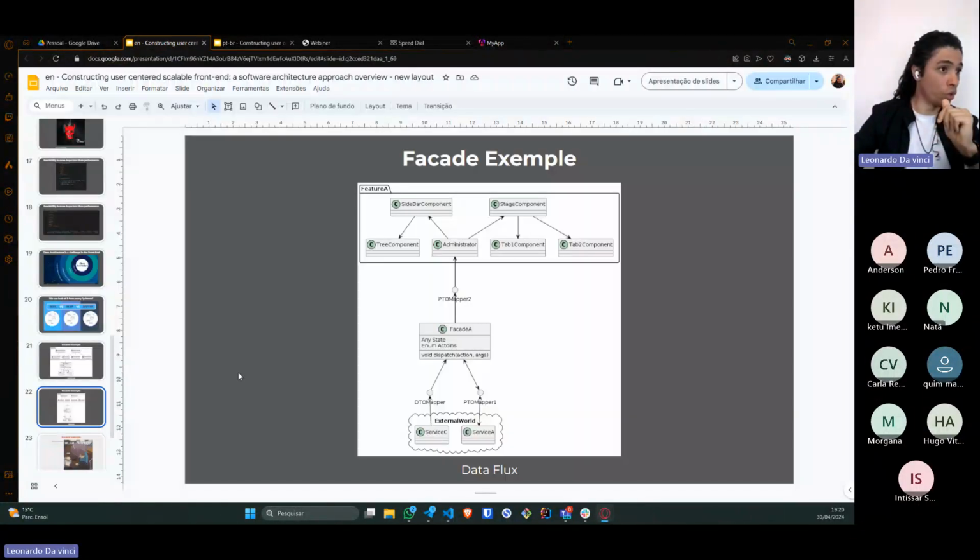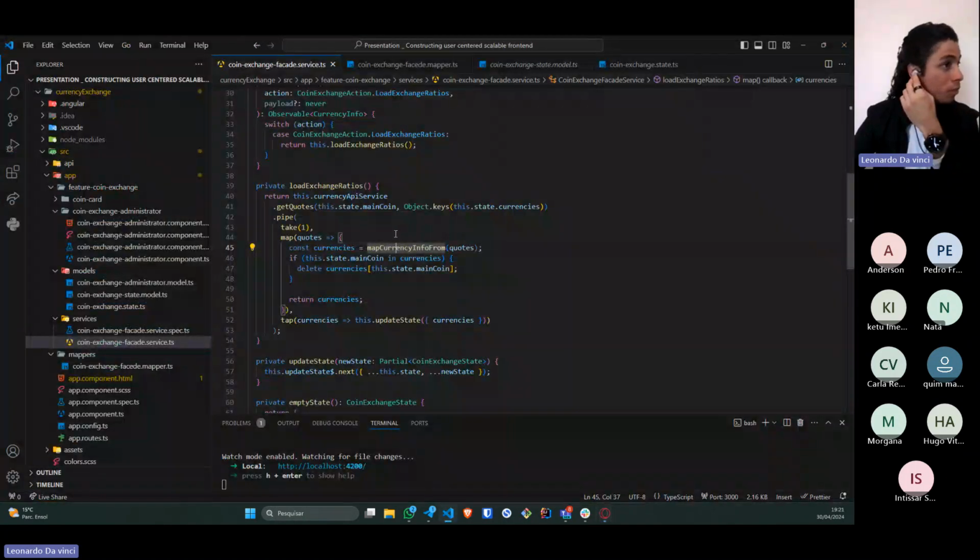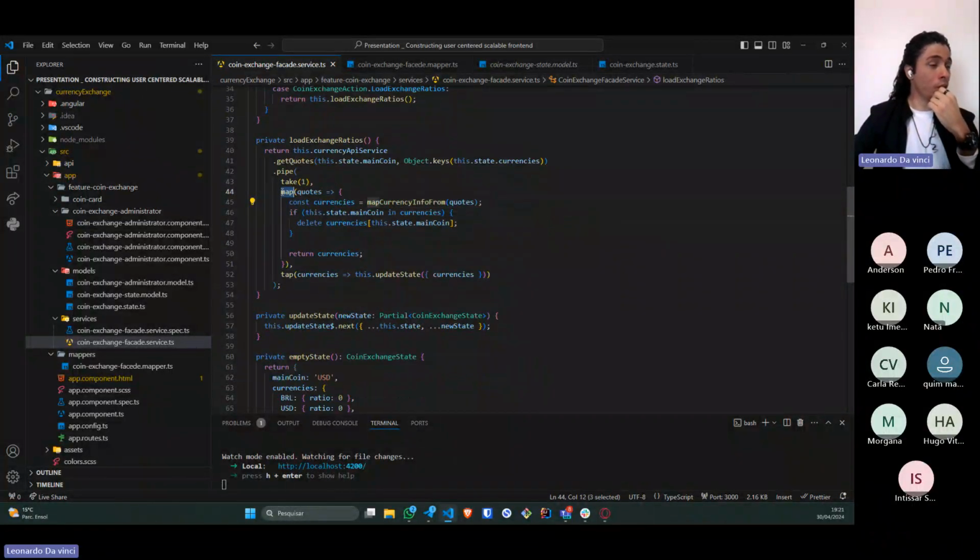This corresponds to this little mapper in here, right? It's going from the facade to the administrator. You could even have others in here if you need, from the administrator to the others, but it's less likely. Possible, but less likely. All right? And then you have a tap, which is basically a map, but for side effects, right?